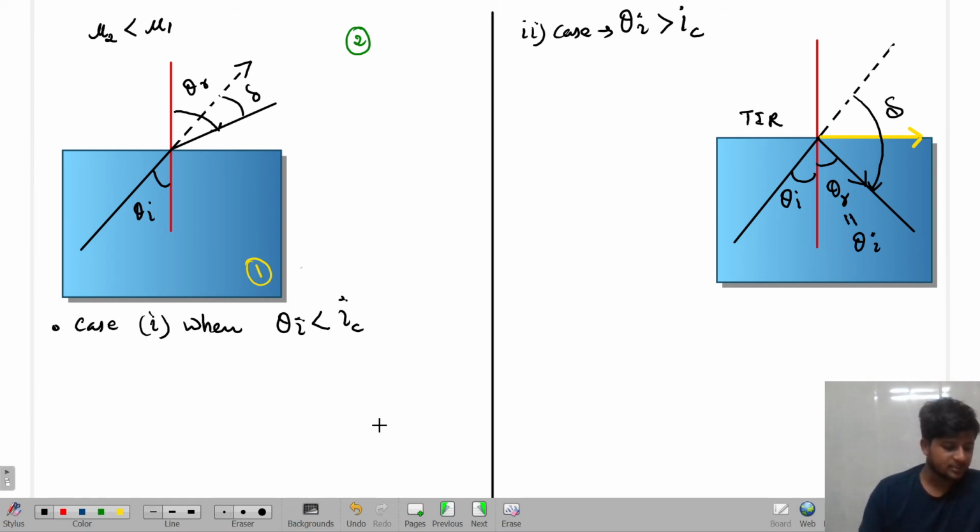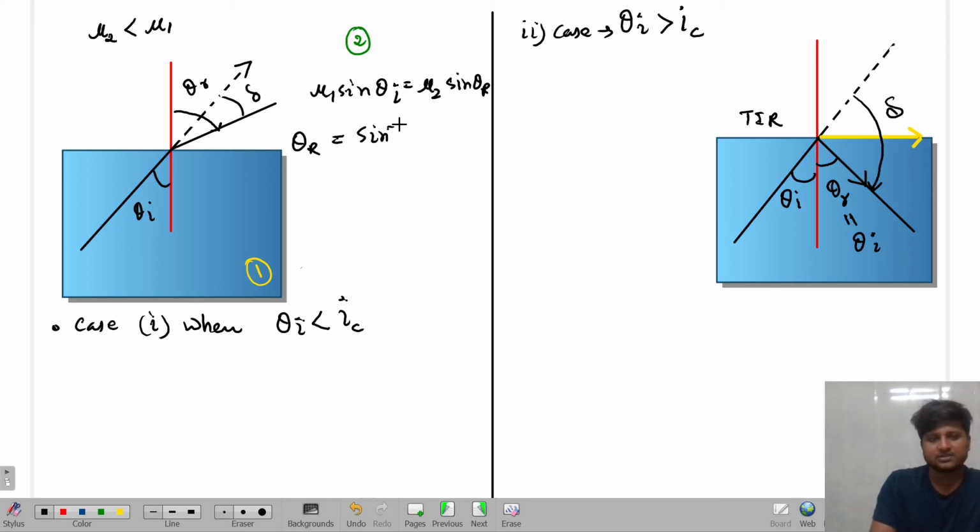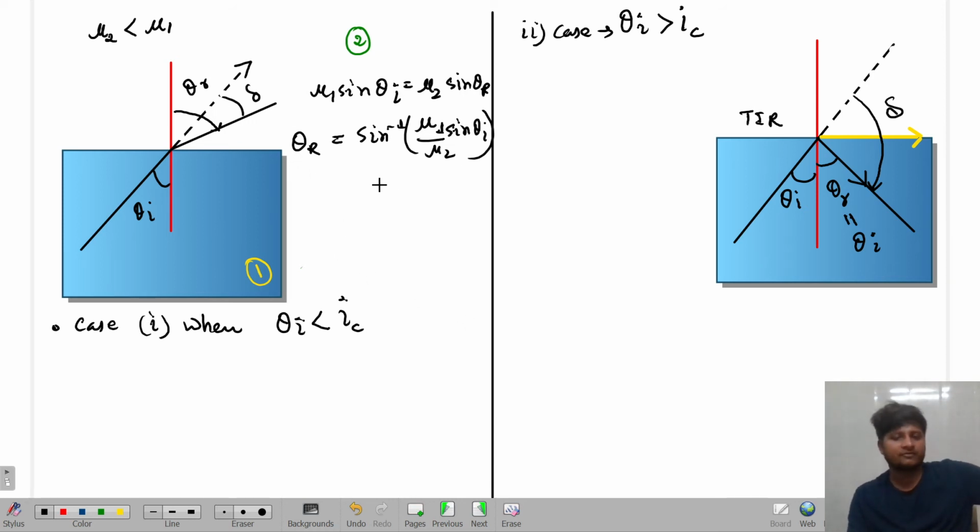Now look over here. You try to understand that I can put one equation. This is medium 1, so mu1 sine theta I is going to be equal to mu2 sine theta R. Okay. Now, based upon this, you can calculate the value of theta R. That is going to be sine inverse of mu1 by mu2 into sine theta I. So this is the relation: if you want to calculate the angle of refraction and you are aware of theta I, the value is sine inverse of mu1 by mu2 sine theta I.